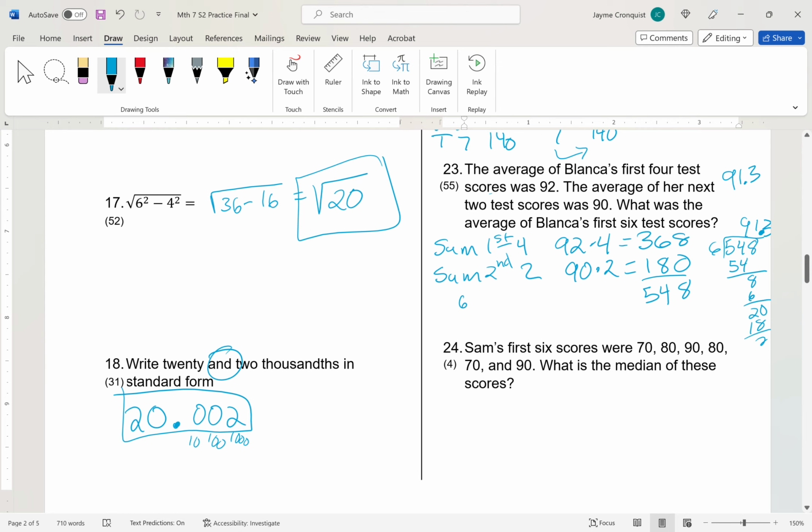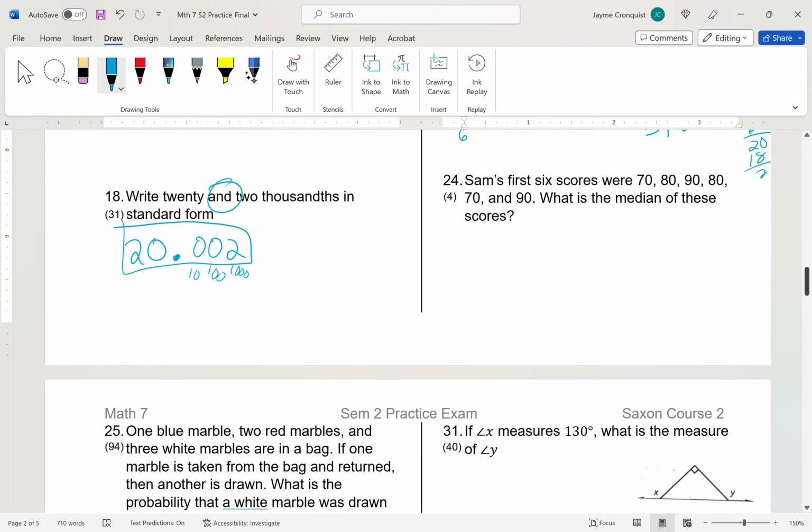Alright, Sam's first 6 scores were, what's the median? Alright, we're going to put these in order. This is the easiest way to find the median, and then we have to find the middle. Since we have an even number, our middle is going to have to be the average of 2 numbers. So we have 90 and 70. The middle 2 are 80 and 80, which means their average is 80. So our answer is going to be 80.